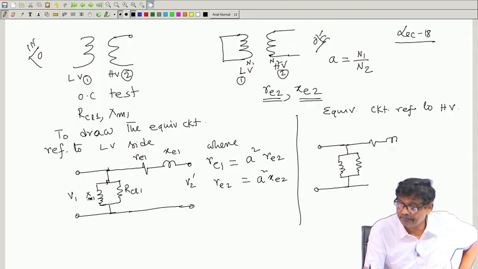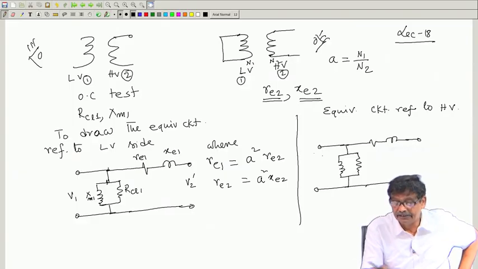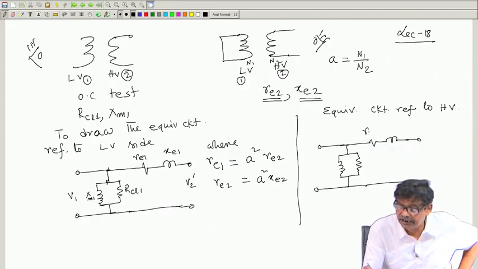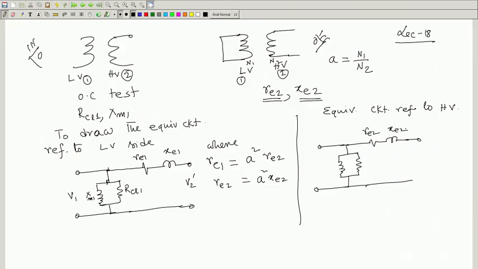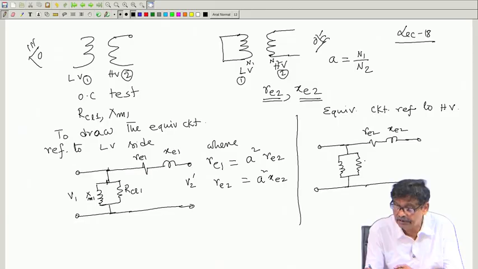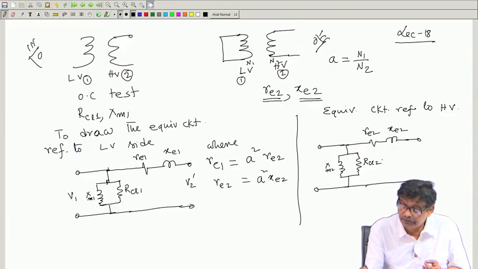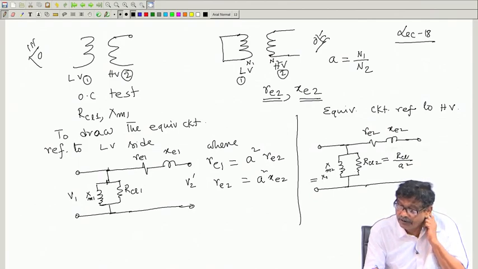Structure remains same here. With respect to HV side, you should write here RE2 XE2, do not disturb them, because with respect to HV side those parameters are known. But the only thing is, do not write here RCL1; you should write RCL2 and XM2. And what is RCL2? It should be RCL1 by A square and XM2 as XM1 by A square.